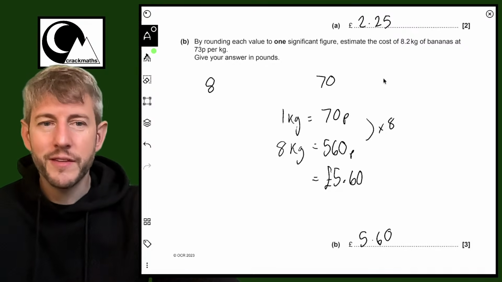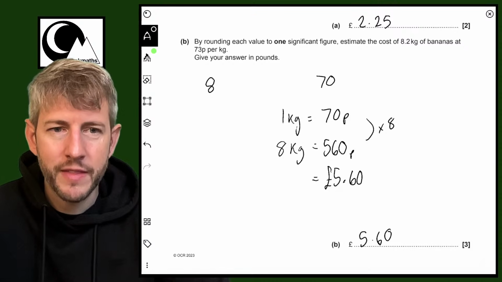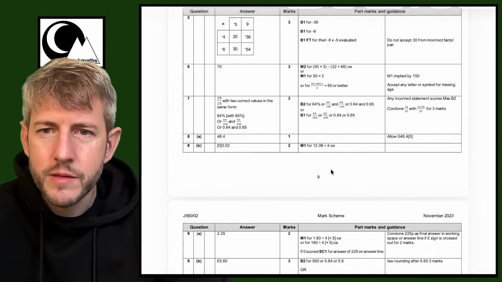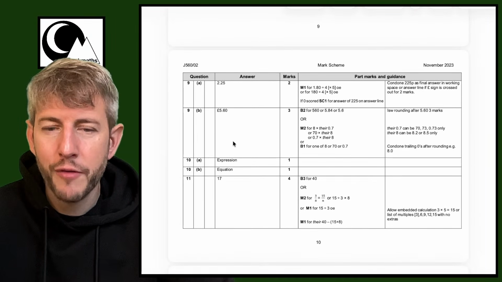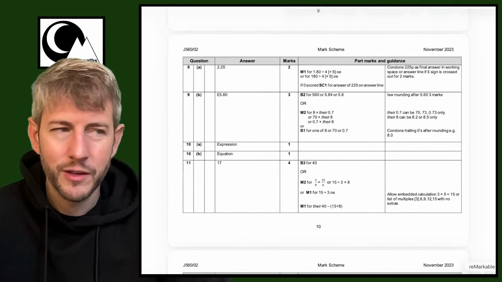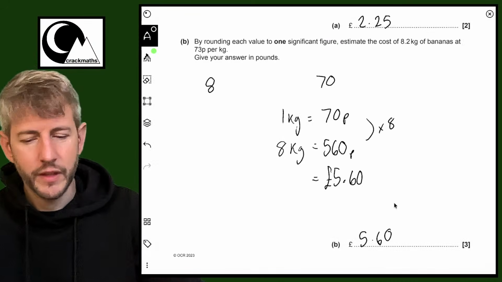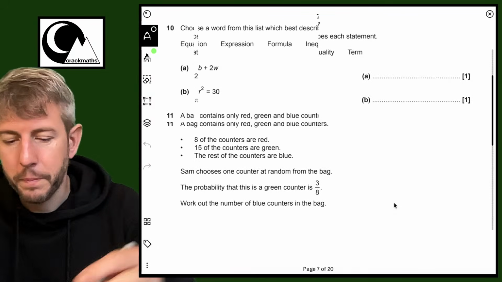Okay, so let's have a look at the answers to check that those were correct, and then we can move on. So where are we? Here we go, £2.25, perfect, and £5.60, also correct. Great. Right, let's have a look at question 10.